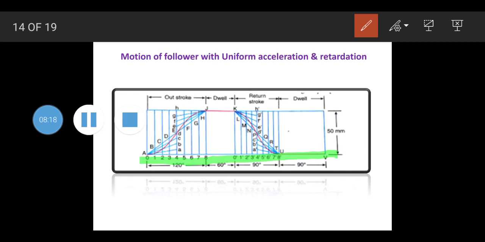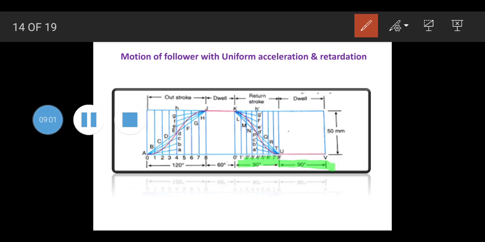Here 50 mm is the stroke. See here, this vertical line represents the lift or stroke of the follower. Now once we do this, we will create a rectangular block like this, and then based on the angles: 120 degrees is the angle for the outstroke, then there is 60 degrees of dwell, that is the follower is not moving, lifting or moving down, and this 90 degrees is for the return stroke, and the remaining 90 degrees is for the dwell period.